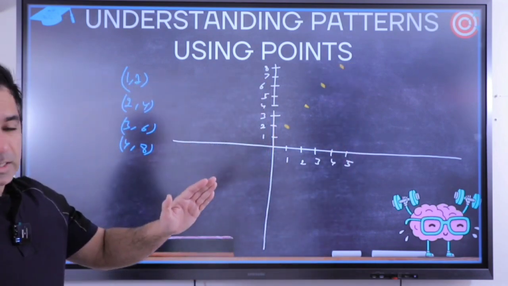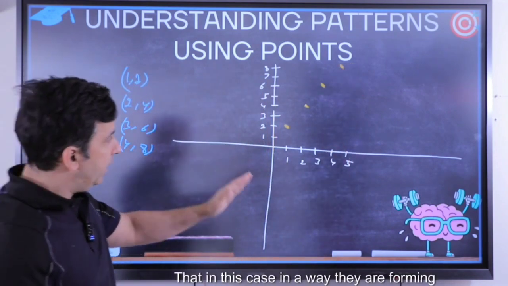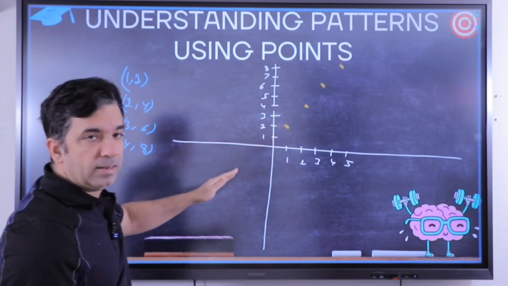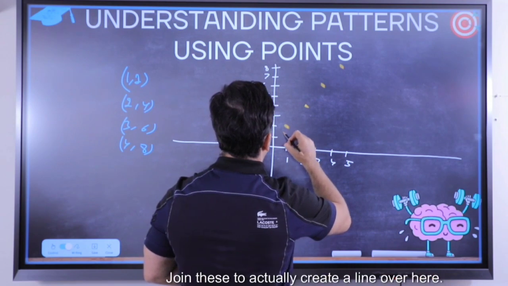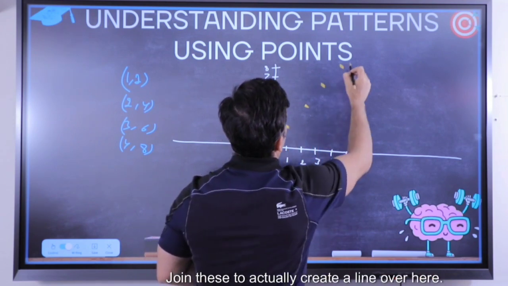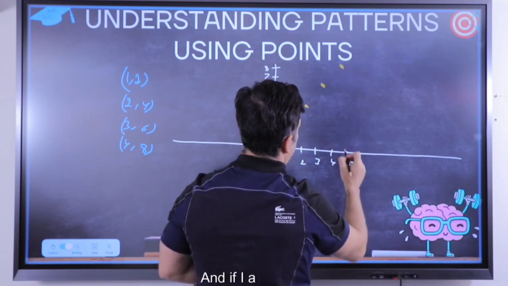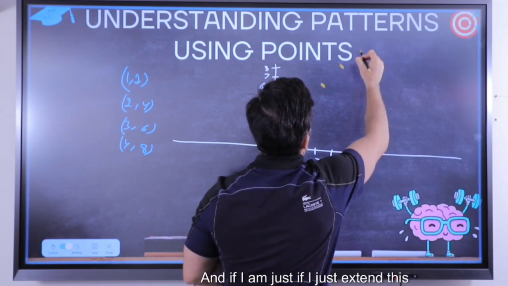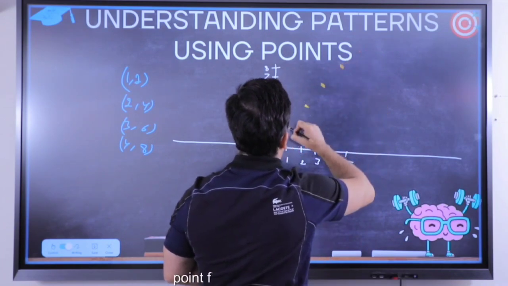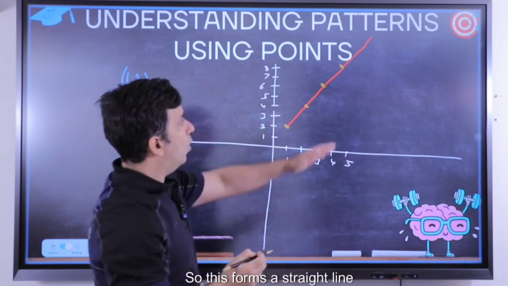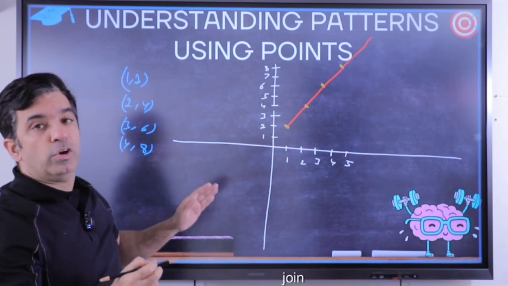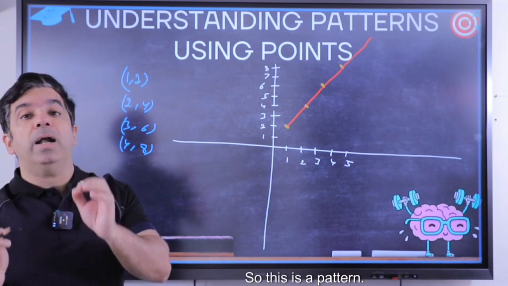Can we see that in this case, in a way, they are forming a line? I'm able to directly join these to actually create a line over here. And if I just extend this further, this will directly go to this point 5 comma 10 that I have not drawn. So this forms a straight line actually on joining. So this is a pattern.